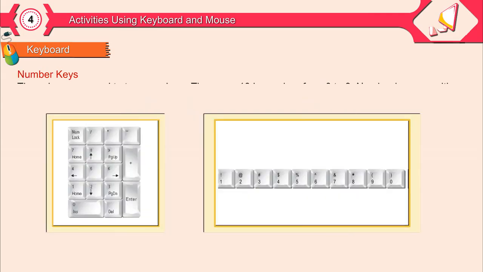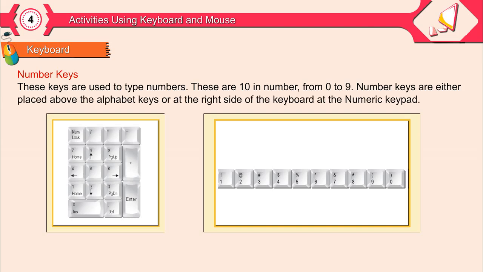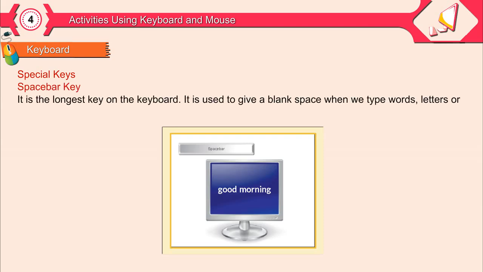Number keys. These keys are used to type numbers. These are 10 in number, from 0 to 9. Number keys are either placed above the alphabet keys or at the right side of the keyboard at the numeric keypad. Special keys. Spacebar key. It is the longest key on the keyboard. It is used to give a blank space when we type words, letters or numbers.